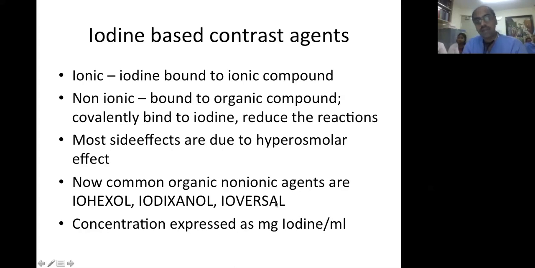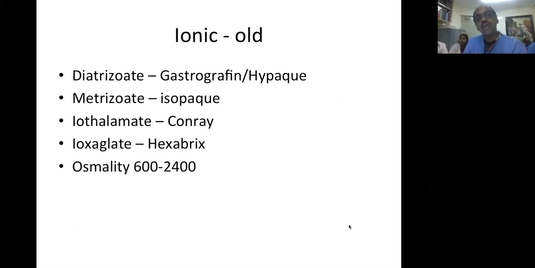If you look at the bottles, it will be written as Omnipaque 350, Omnipaque 370, like that. The 350 or 370 is the milligrams of iodine per ml. So the more milligrams of iodine per ml there is, the denser the contrast will be, the higher the viscosity and higher the osmolality will be, and more opacification also will be there. The older ionic agent, diatrizoate, which is called Gastrografin and Hypaque, used to be the main contrast agent during our MBBS days.